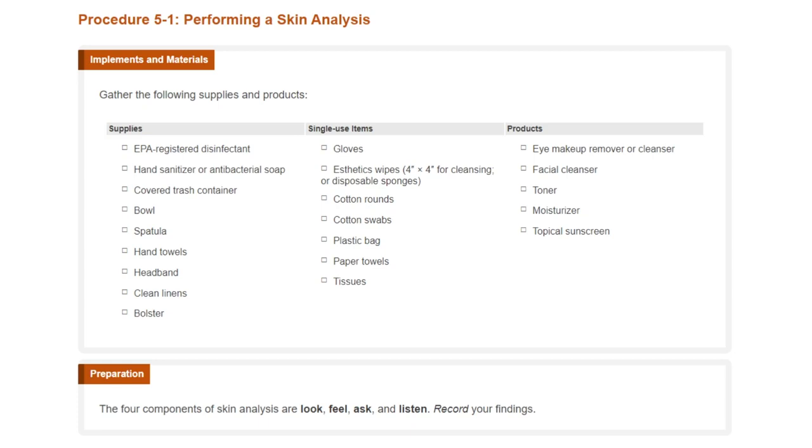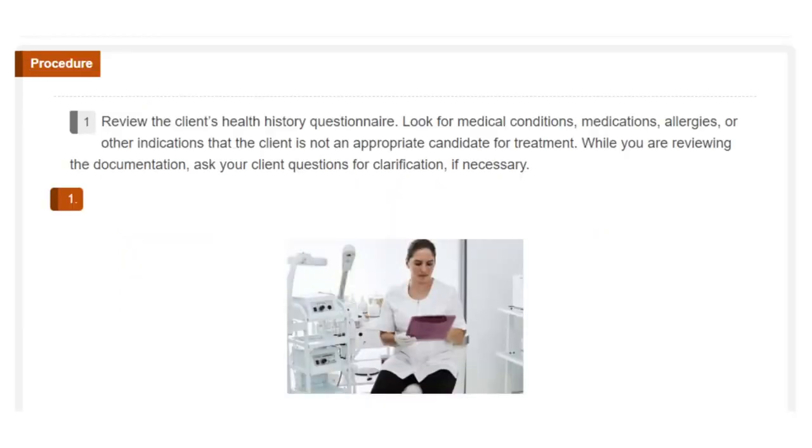Preparation. The 4 components of skin analysis are look, feel, ask, and listen. Record your findings. Procedure. 1. Review the client's health history questionnaire. Look for medical conditions, medications, allergies, or other indications that the client is not an appropriate candidate for treatment. While you are reviewing the documentation, ask your client questions for clarification, if necessary.